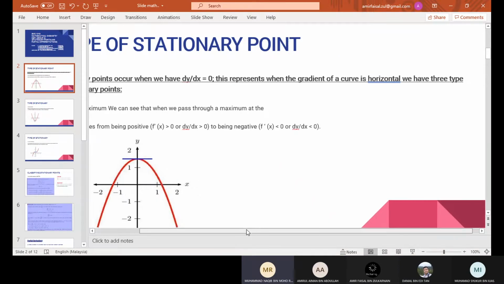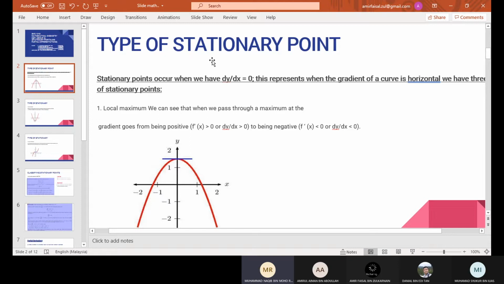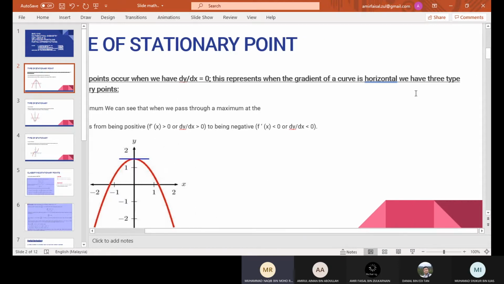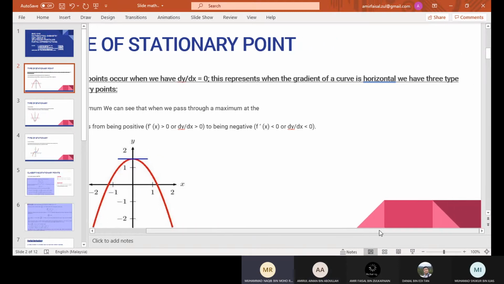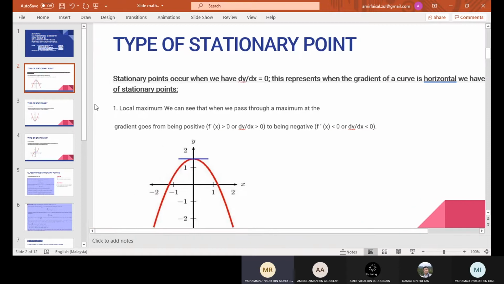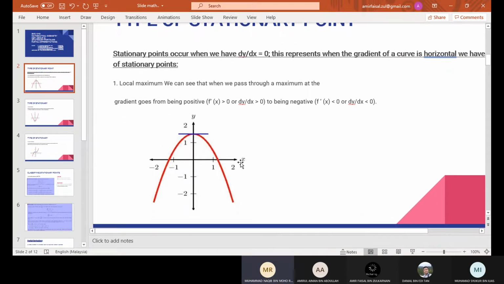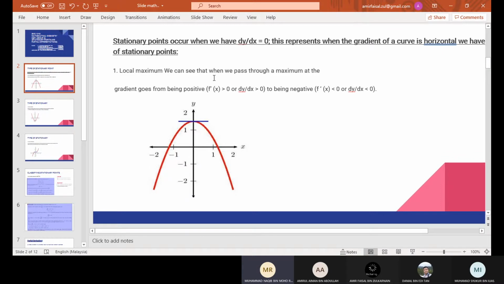Okay, so I will present to you the types of stationary point, of which there are 3 types. Stationary points occur when we have dy over dx equal to 0. This represents when the gradient of a curve is horizontal. The first type of stationary point is local maximum. When we pass through a maximum, the gradient goes from being positive to being negative. The example has been given on the slide.